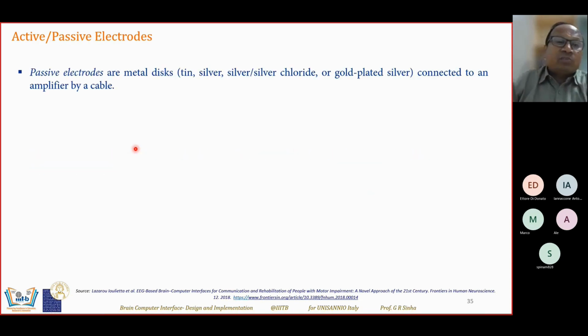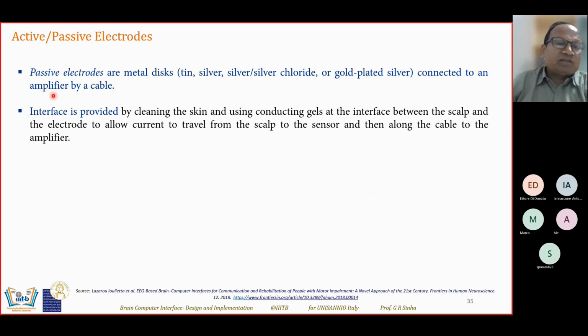So the electrodes are of two types: active electrodes and passive electrodes. Passive electrodes are metal discs made up of tin, silver, silver chloride, or gold plated silver, connected to the amplifier by the cable. Anyway, the electrodes will always be connected to the amplifiers. The interface is provided between the skin and the electrode through gel, so that conductivity is provided.